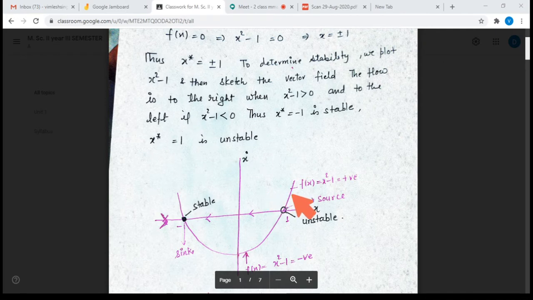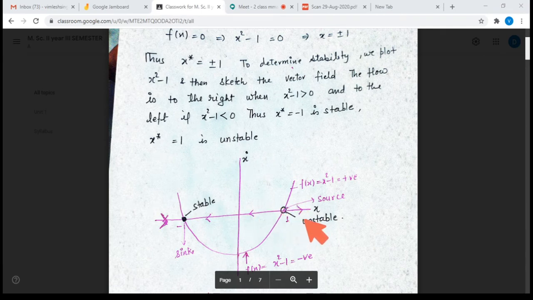Where the velocity is positive, arrows go to the right-hand side. Where the velocity is negative, arrows go to the left-hand side. In that part the velocity is positive, so arrows are on the right-hand side. Now see the flow of the vector field. At the point where x equals 1, one arrow is on the right-hand side and another arrow is on the left-hand side.